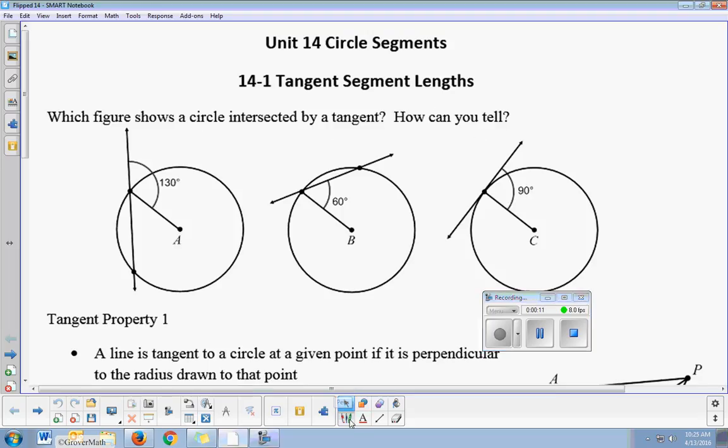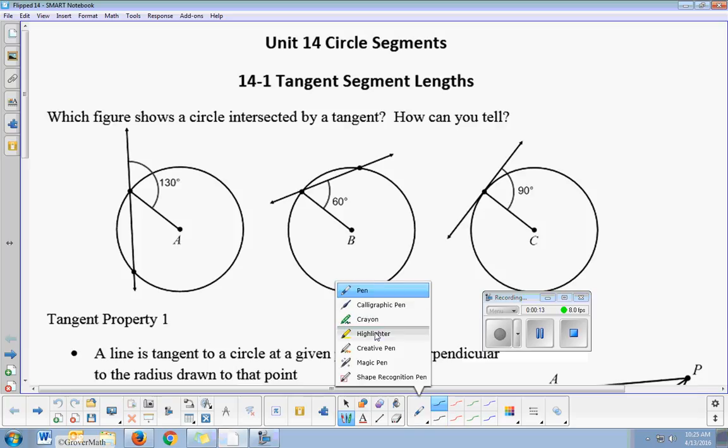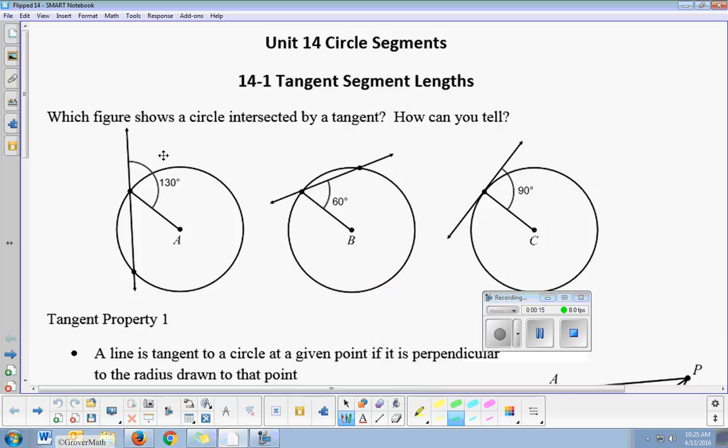Well, what we learned about a tangent in the previous chapter is that a tangent brushes the edge of a circle, kind of skims the edge of a circle once and only once. It only hits it in one spot. So we see that this line right here can't be a tangent because it hits the circle in two spots. Same thing with this line right here. It can't be a tangent. Hits the circle in two spots.